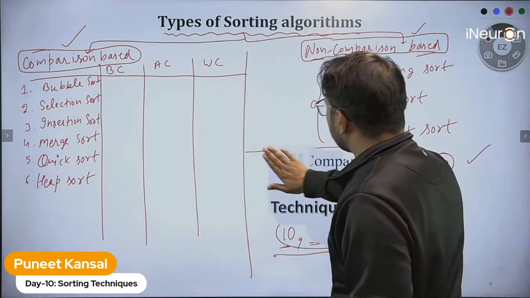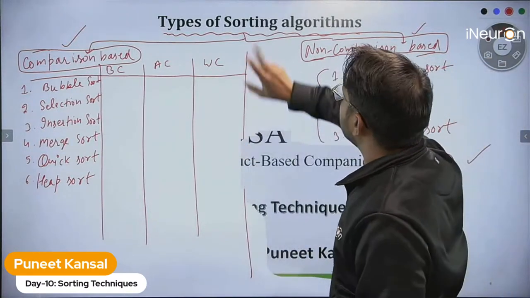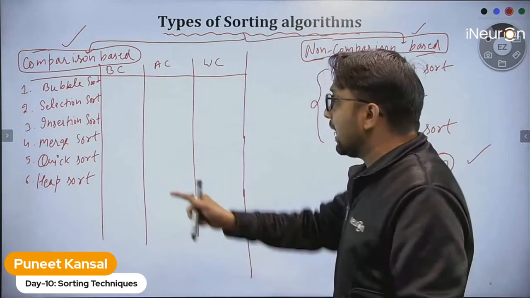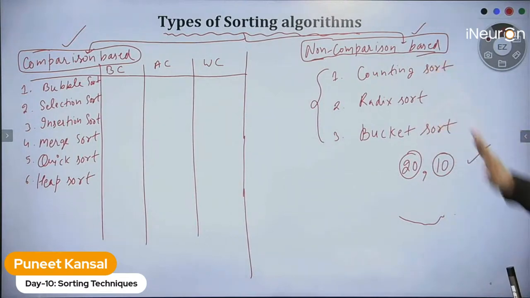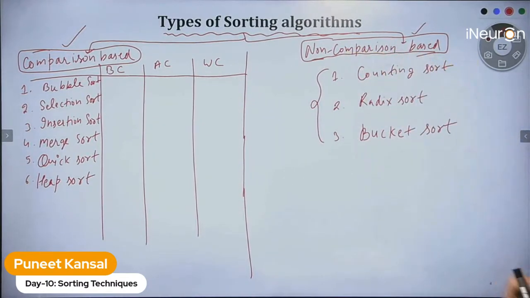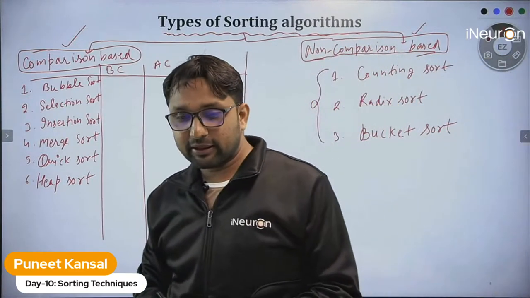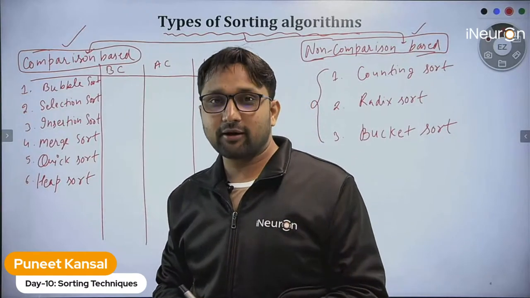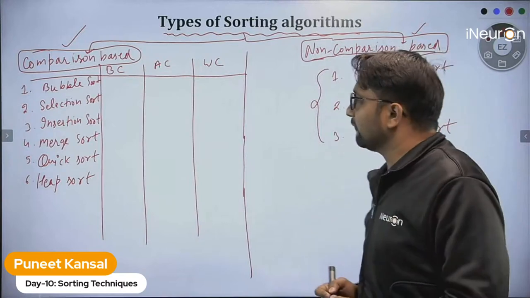Otherwise, based upon these two things, we have divided our sorting algorithms in two categories. One compares the numbers with each other and then finds which one is smaller, which one is greater. And here we are not comparing. This is non-comparison based, the name itself says it. They are doing some magic to find which one is greater, which one is smaller. We will see what they do.